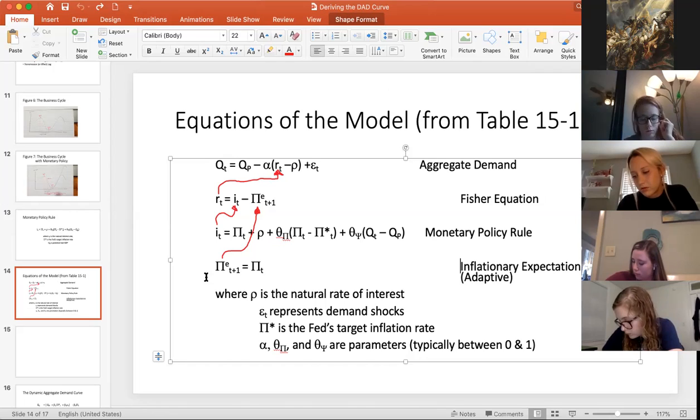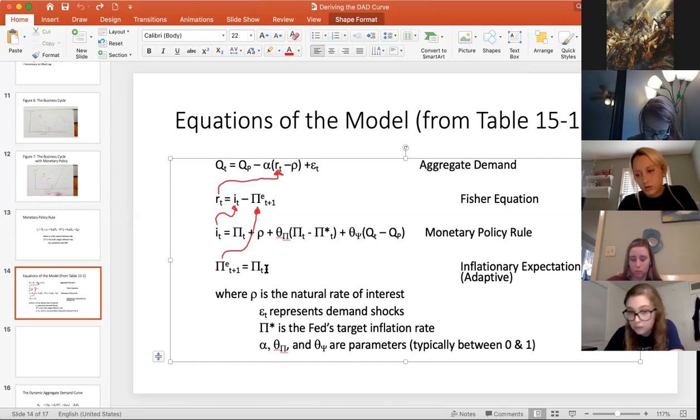Okay, so in this case, let's look at the inflationary expectations equation here, the fourth one. What this says is people expect the inflation rate, that's pi e, in period t plus 1, that's one period into the future, to be equal to what the inflation rate is in period t, which is today. So what we're saying here is you look back one period and you use that one period back to predict the future. Okay. Is it looking one period back, or is it looking at the inflation right now?